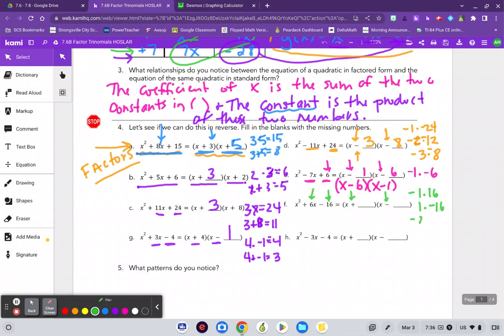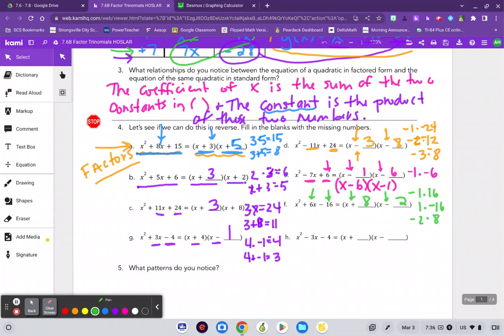How about negative 2 times 8? Oh my goodness. Okay, well, negative 2 times 8 is negative 16, and if I add those together, I do get 6. But I had to put these in the right spot. I have x plus 8. The 8 has to be the positive number. x minus 2. The 2 has to be the negative number.